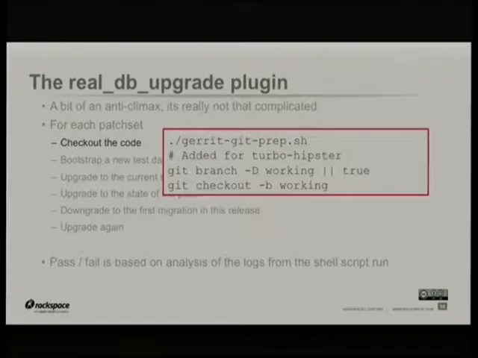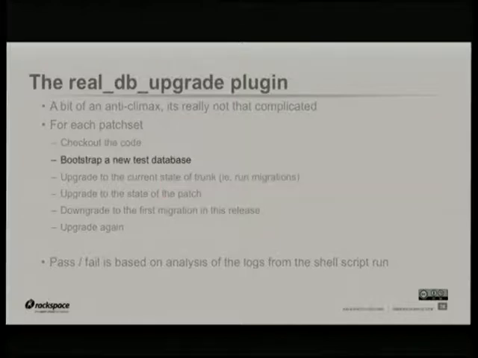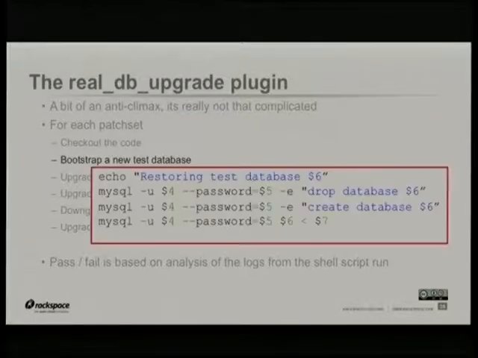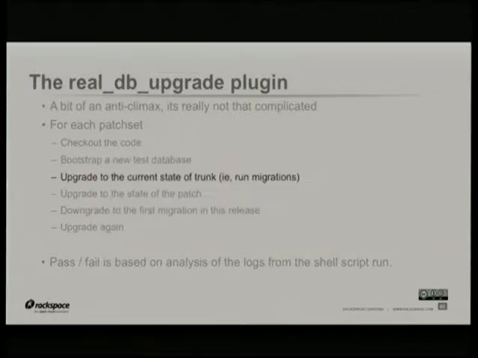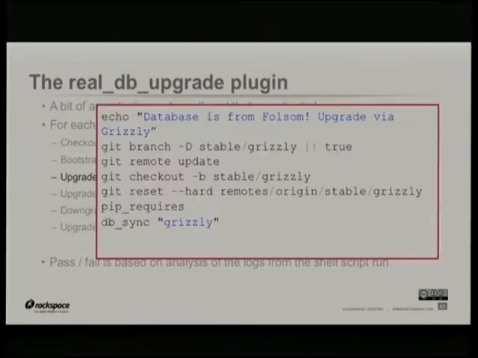We grab it from Gerrit using this script, because Gerrit's where it was proposed, and we create a working branch in Git. We bootstrap a new test database. So we use that config.json file to basically load in a big SQL dump. We upgrade to the current state of trunk. But to do that, we'll step through the releases. So we'll run all the migrate.